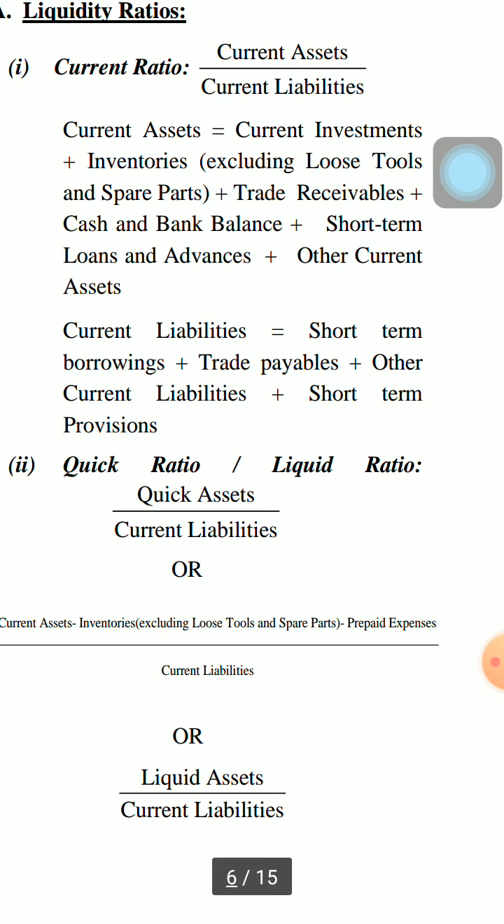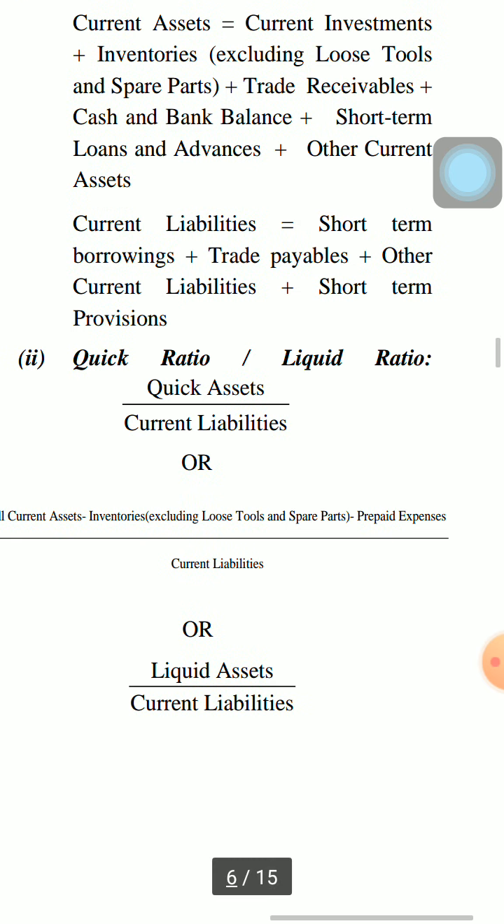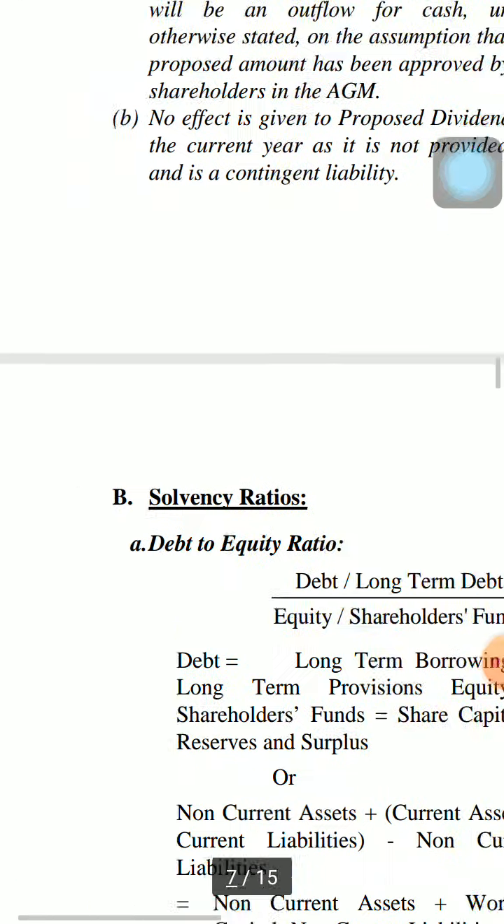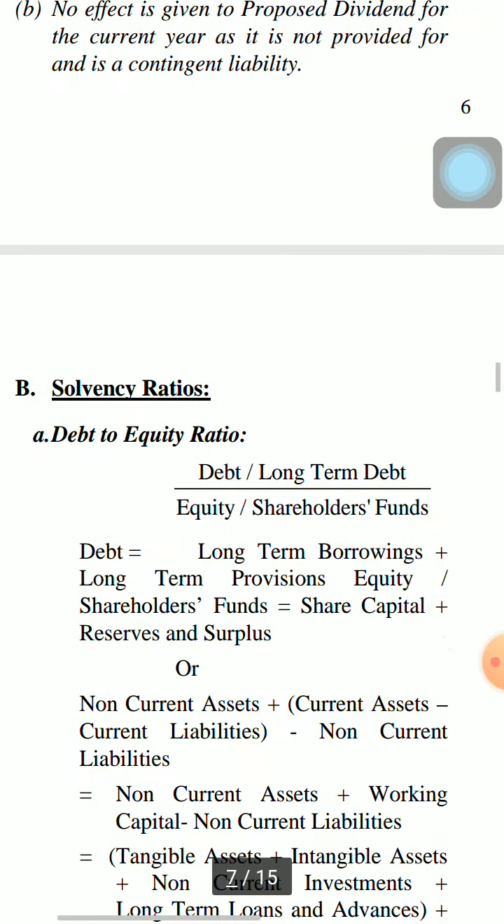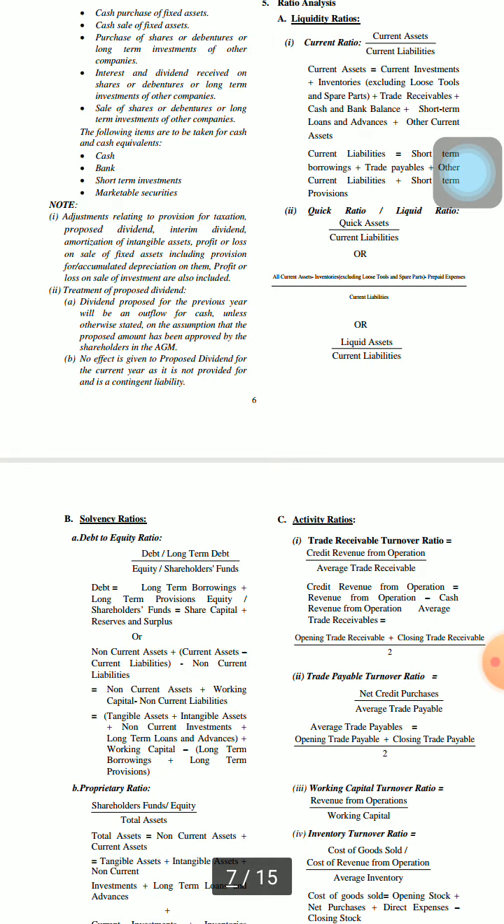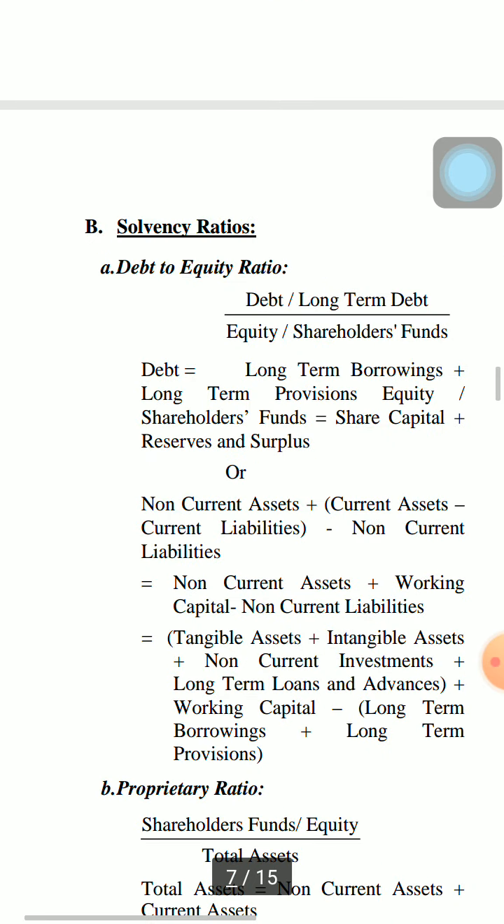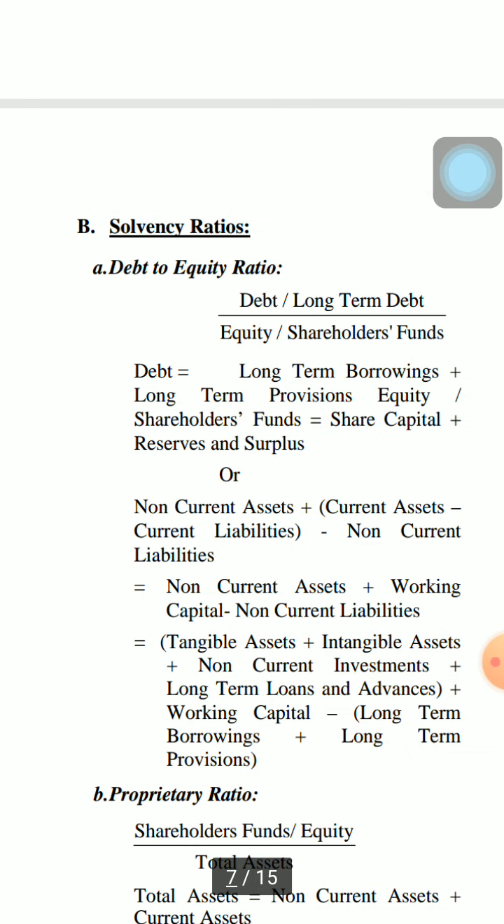So this is called quick assets, or we can say liquid assets, divided by current liabilities. So only two ratios are there in this one, current ratio and quick ratio. Again, solvency ratio, that means how much is the solvency of the company, how debts can be paid immediately.